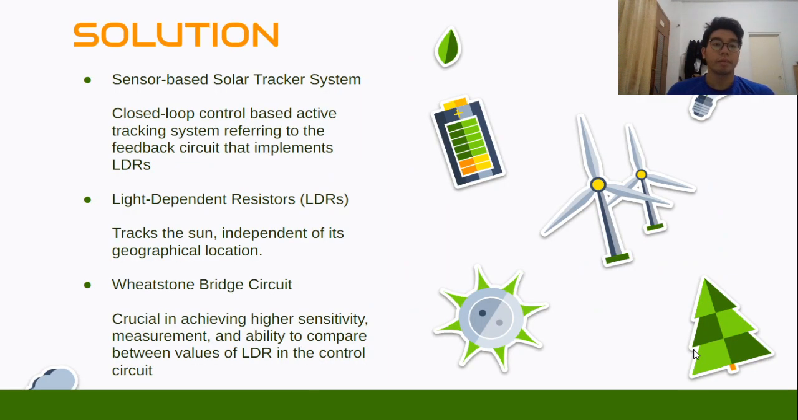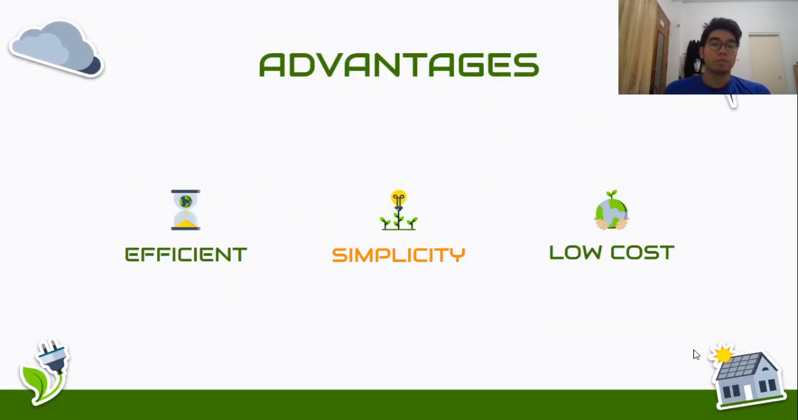So we will be using the sensor-based solar tracker system, which is a closed-loop control based on the active tracking system, referring to the feedback circuit that implements LDRs. The light-dependent resistors themselves will track the sun independent of its geographical location. And since we will be using the Wheatstone bridge circuit, it is crucial in achieving higher sensitivity, measurement, and the ability to compare between values of LDRs in the control circuit. So from implementing such a system, we'll have an efficient system, a simple system, and a low-cost system.